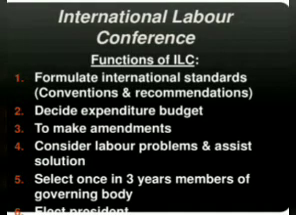Now, the functions of ILC. First, they formulate the international standards, that is, which conventions or what type of recommendations they could give. Second is to decide the expenditure budget. Third is to make amendments, because we know that from time to time some changes are required within the existing policies. Fourth is to consider labor problems and assess solutions towards them. Fifth is to select, once in 3 years, members of the governing body. And last is to elect the president.